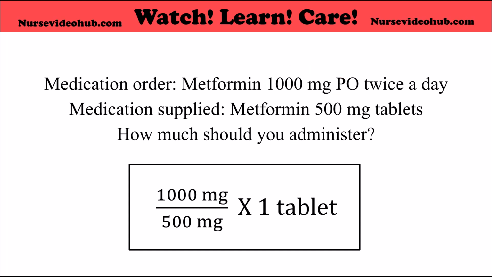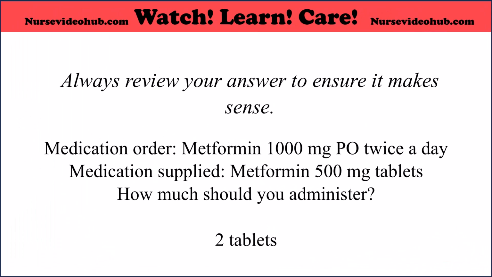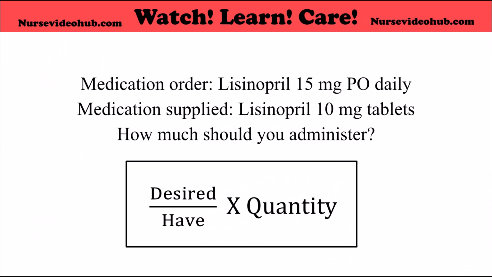The dose you have available is 500 milligrams. Place that in the formula. Solve for the number of tablets to be administered. 1000 divided by 500 is 2. Multiply that by 1. You would administer 2 tablets. Always review your answer to make sure it makes sense. 500 milligram tablets times 2 equals 1000 milligrams.